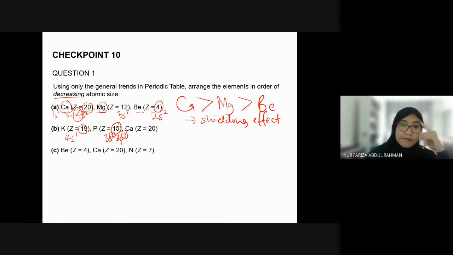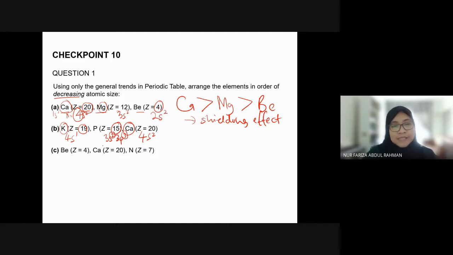And then we have calcium. Calcium comes from group 2, and the period is period 4, like we had in A just now. So it is 4s2. So potassium and calcium come from the same period, but not phosphorus. So obviously phosphorus will have the smallest size. But potassium and calcium come from the same period, right?